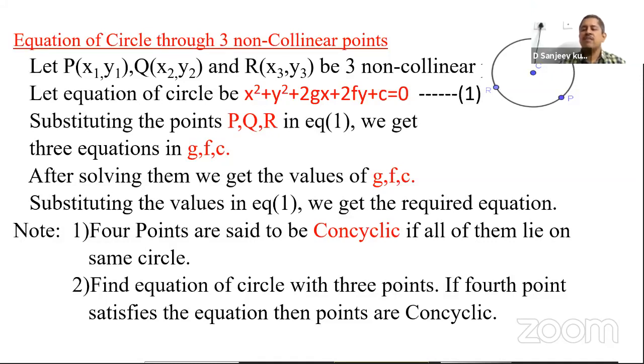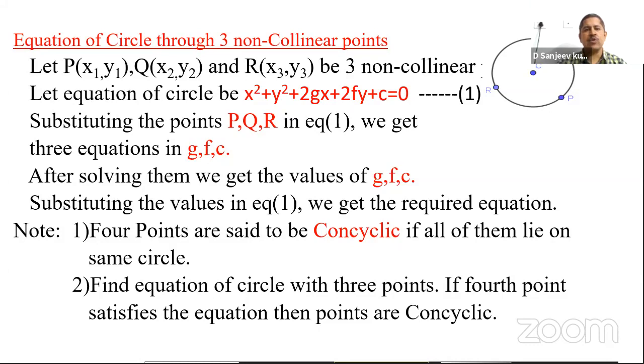Form an equation of circle with any 3 points you take. If I take the points P, Q, R, form an equation of circle with P, Q, R. There is a 4th point, isn't it? So the 4th point you substitute in the equation, and if the equation is satisfied, then the points are concyclic. So this model of problem is very, very important. Make a note and try to practice this model of problem a lot.